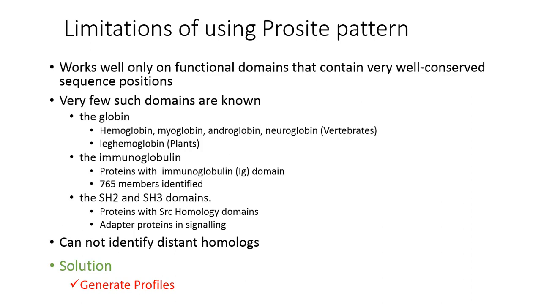So there are very few domains which are actually conserved throughout evolution. Hence the PROSITE pattern, or PROSITE syntax, or whatever motif recognition code you might develop, might work very well only in such highly conserved domains.